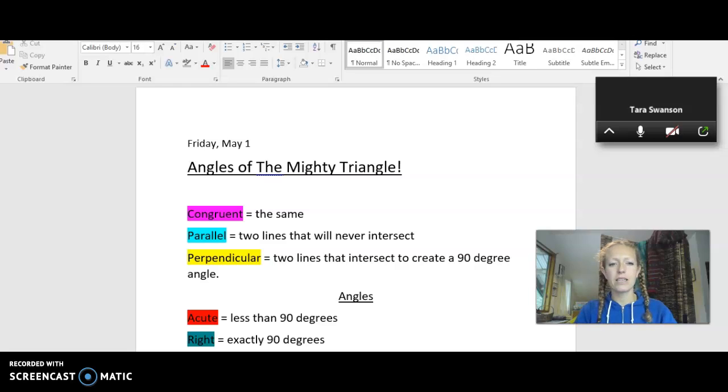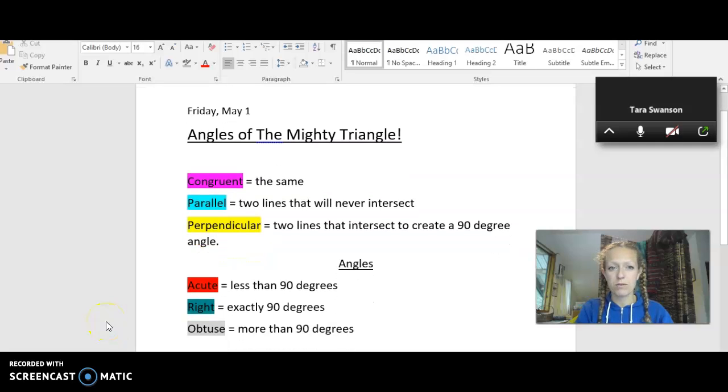Right, boys and girls, today is Friday, May 1st, and we are going to talk about classifying triangles based on their angle measurements. So the first thing we're going to do is review some vocabulary to set us up for success. So remember that, first, title at the top, angles of a triangle, or classifying triangles based on angle measurement, and the date is Friday, May 1st.